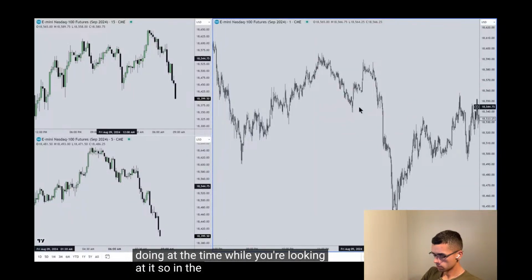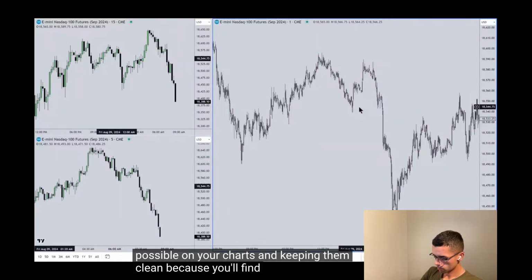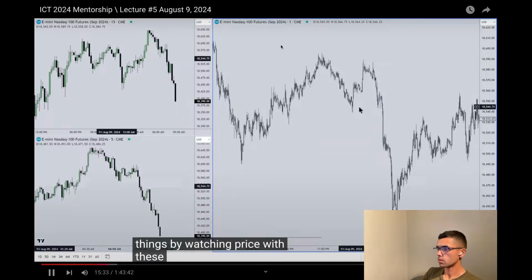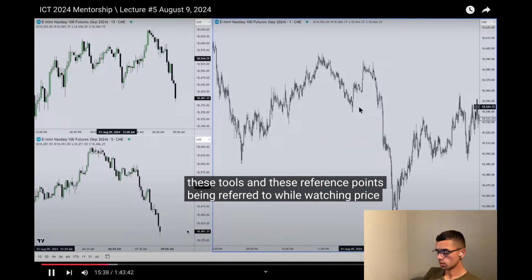So in the beginning, I say this, it's okay for you to have the annotations on your chart initially. That's fine. But once you understand what you're doing, you want to try to gravitate to having as little as possible on your charts and keeping them clean. Because you'll find, which you can't really appreciate right now while you're new or haven't really done these types of things, by watching price with these tools and these reference points being referred to while watching price deliver.